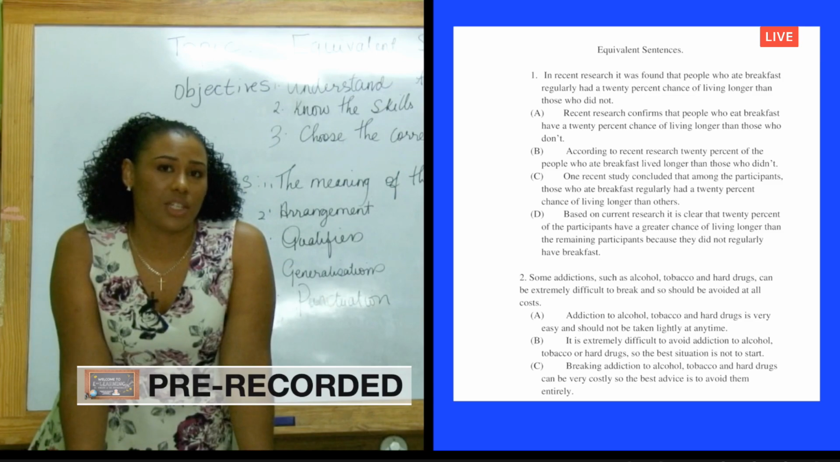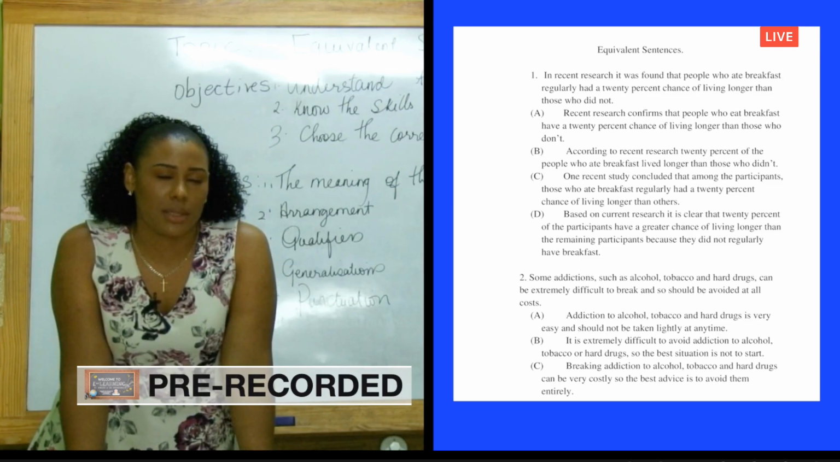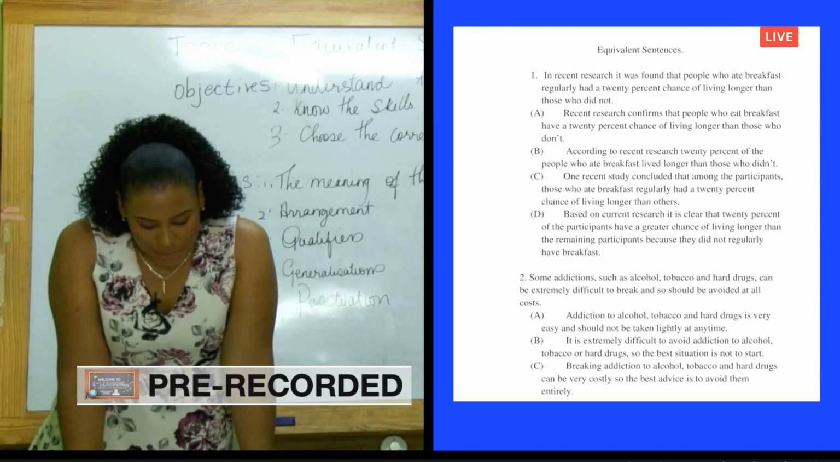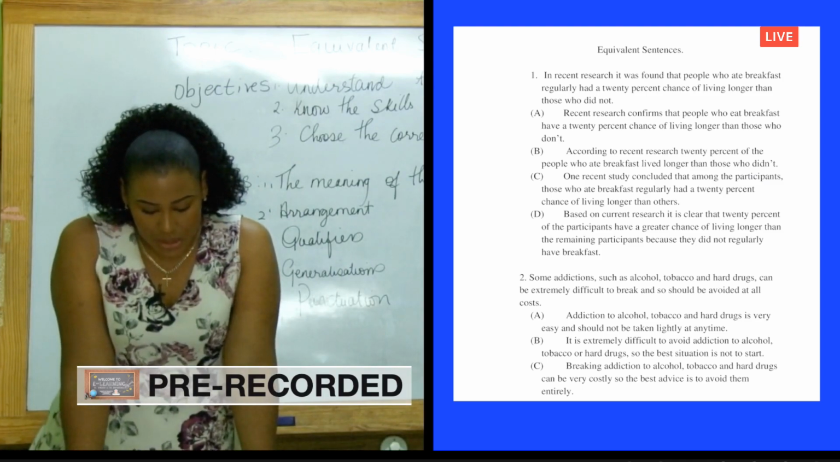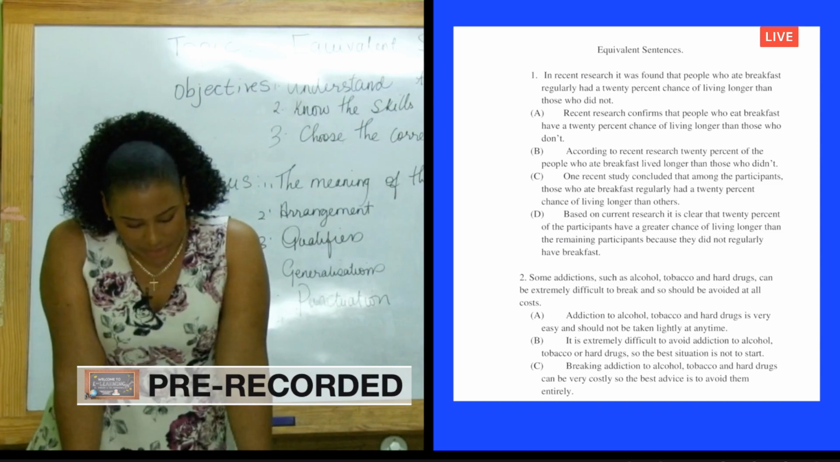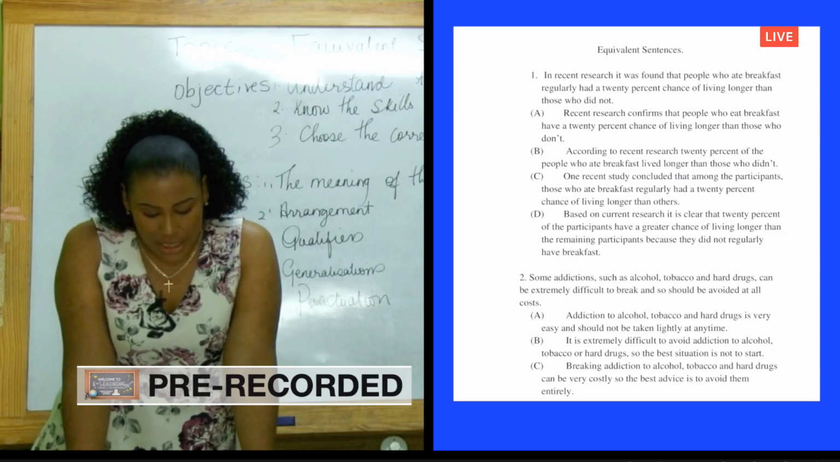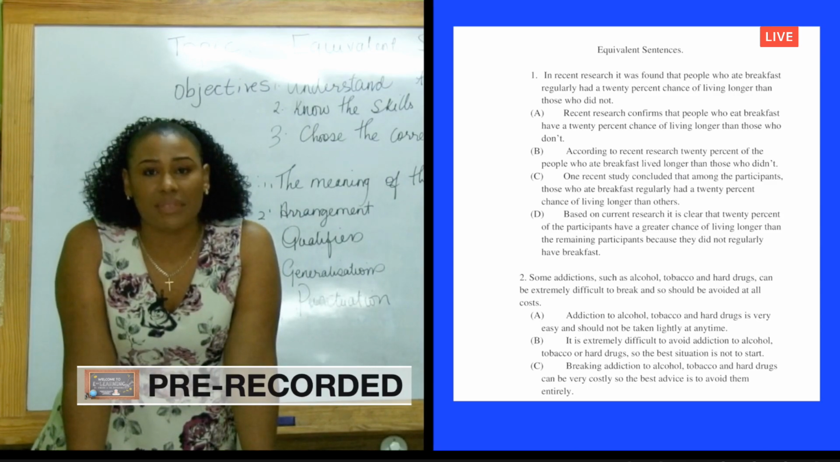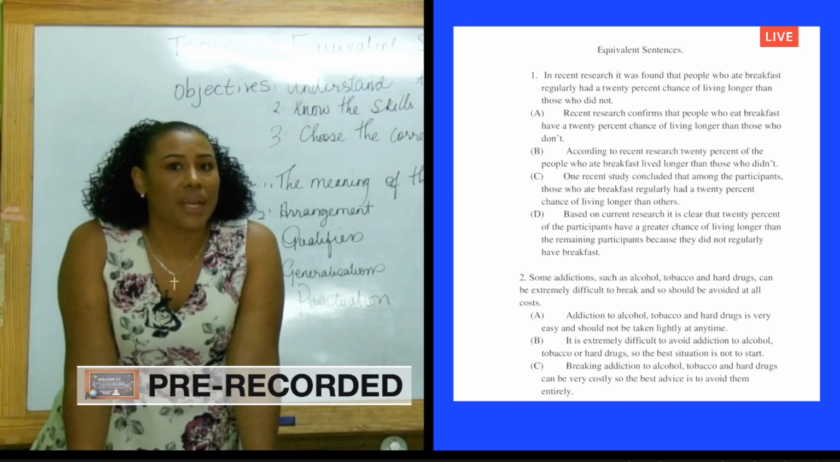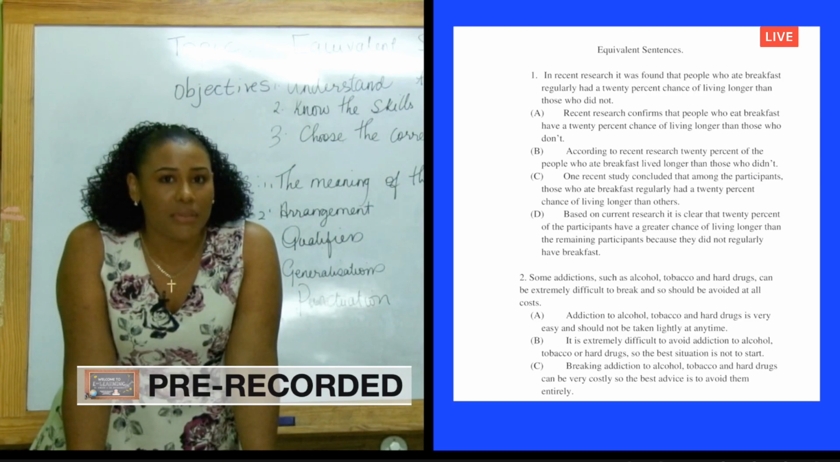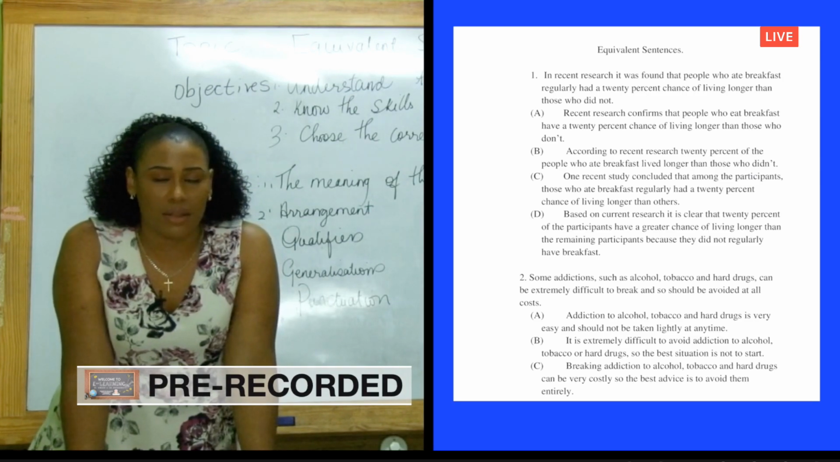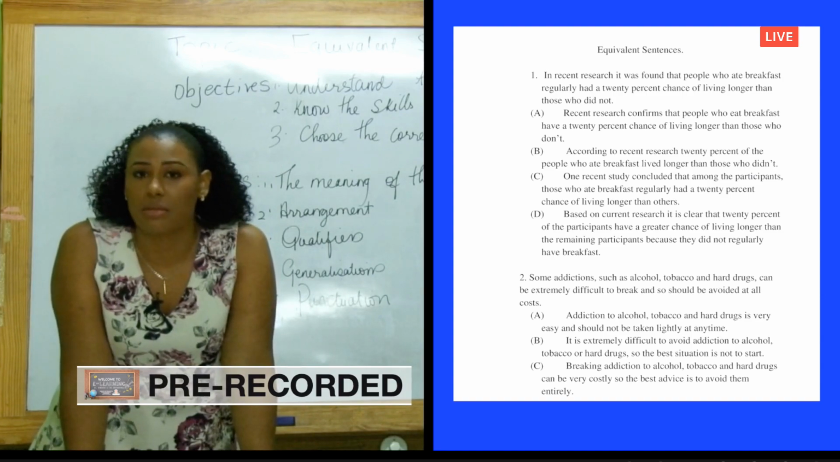Let's look at the other options, because in this section we need to read each sentence carefully to understand. B. According to recent research, 20% of the people who ate breakfast lived longer than those who didn't. Let's look at what is being conveyed in this sentence. Now it says, the recent research, 20% of the people who ate breakfast. What is missing in this option? Our modifier. That word regularly there means that you eat breakfast more often than not.